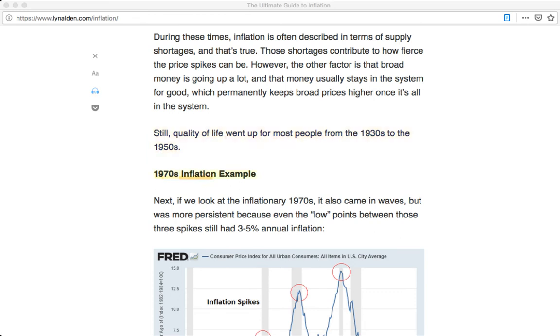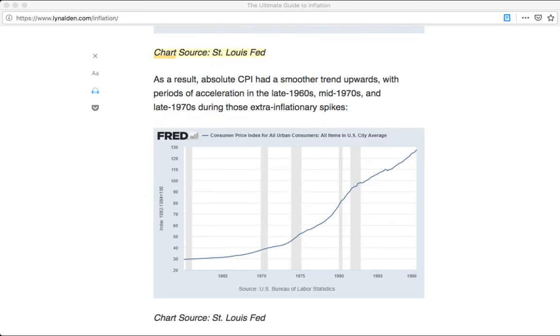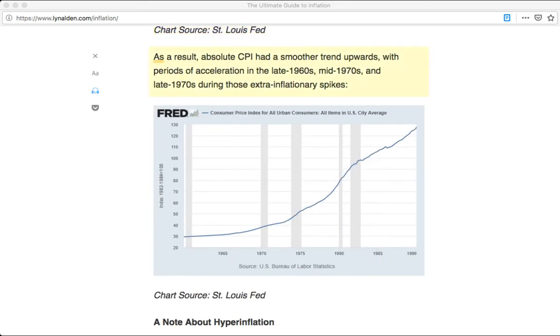1970s inflation example. Next, if we look at the inflationary 1970s, it also came in waves, but was more persistent because even the low points between those three spikes still had 3–5% annual inflation. Chart source: St. Louis Fed. As a result, absolute CPI had a smoother trend upwards, with periods of acceleration in the late 1960s, mid-1970s, and late 1970s during those extra inflationary spikes. Chart source: St. Louis Fed.